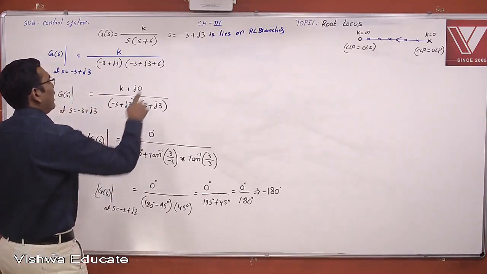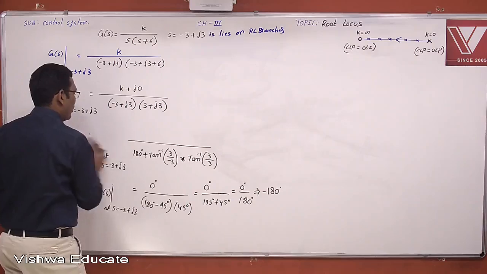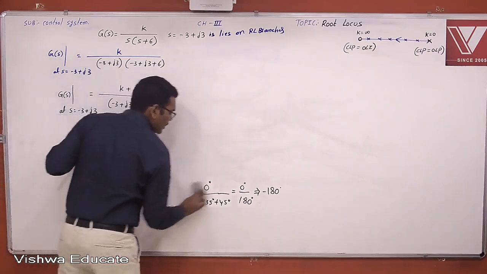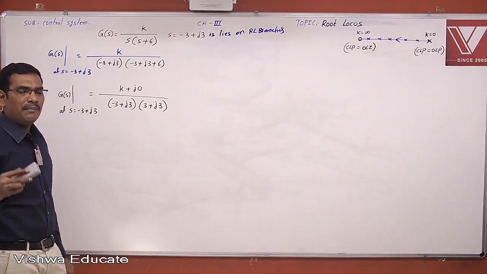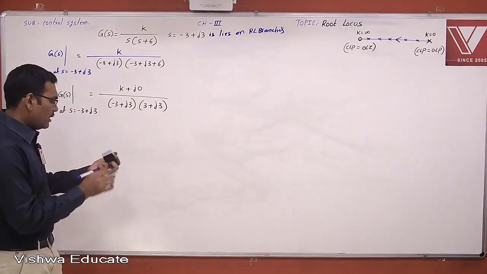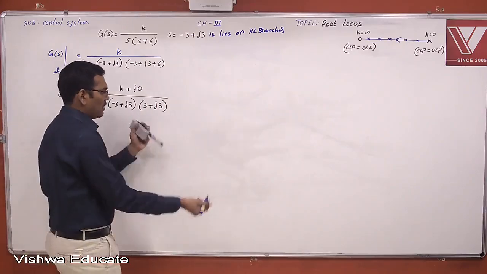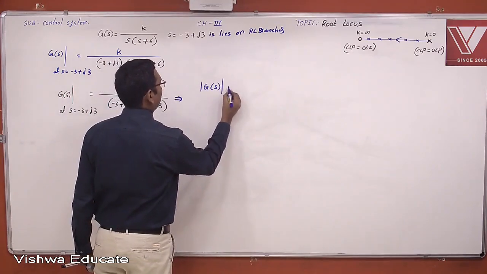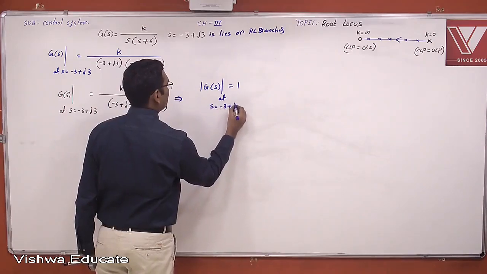Now the second part: at this particular point he is asking for the system gain K. You know one more condition: when the angle condition is satisfied, the magnitude condition can be applied. The magnitude condition is applicable only when the angle condition is satisfied. So can I use the magnitude condition and find the system gain at this particular point? Yes, at S equal to minus 3 plus J3.